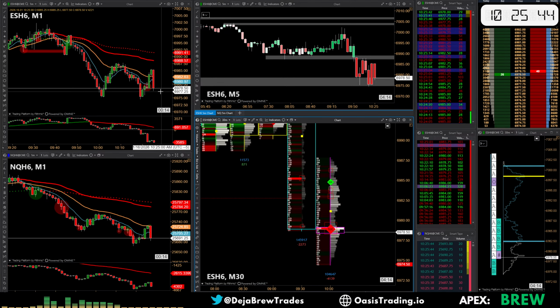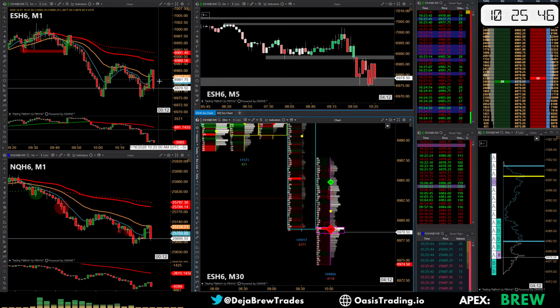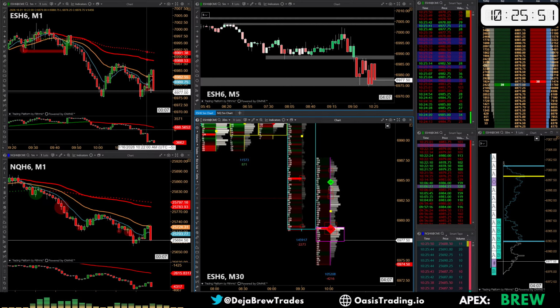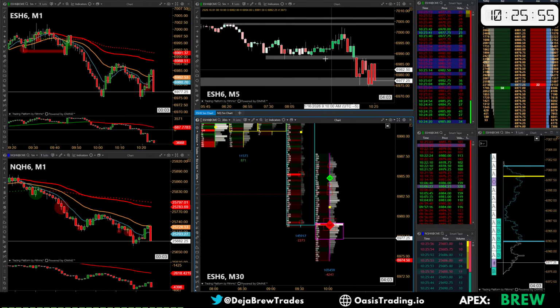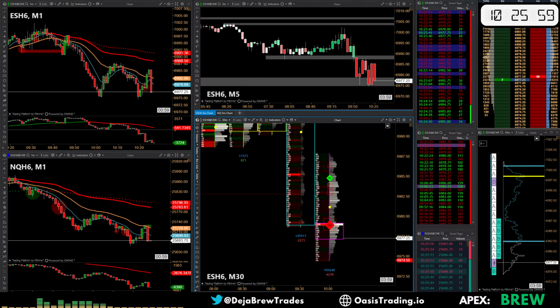The bulldog is already showing signs that it wants to invalidate itself because that pullback is too deep. And this is exactly what I was just saying about this being a bad variation. Too much sell pressure from VWAP.